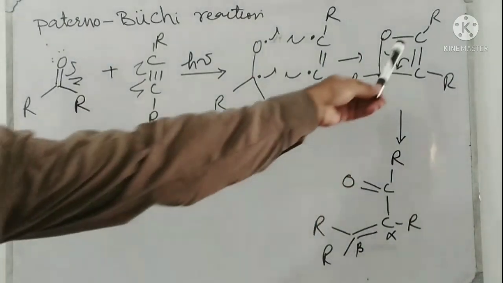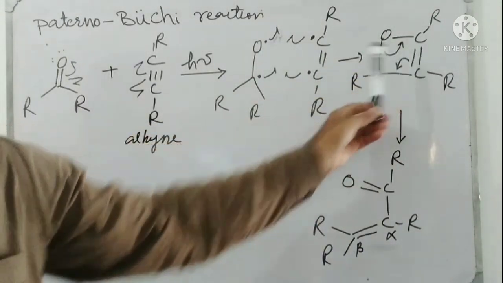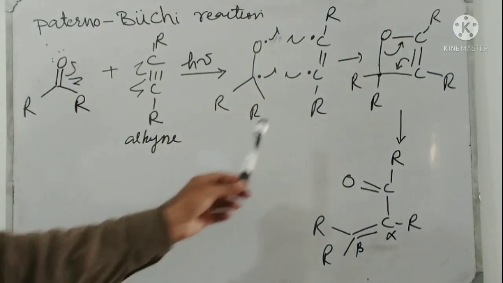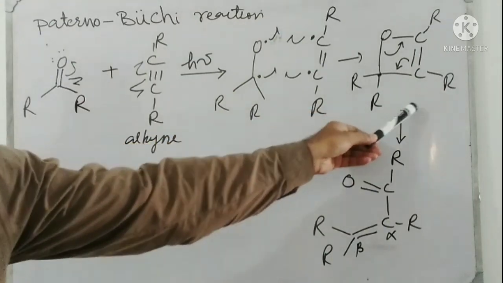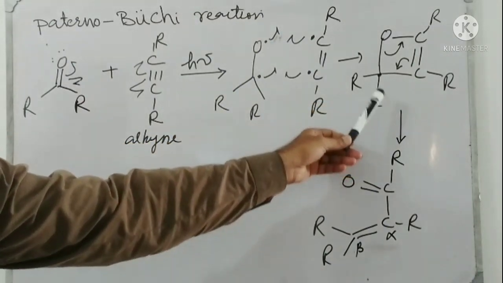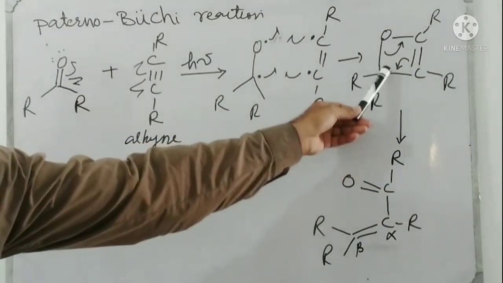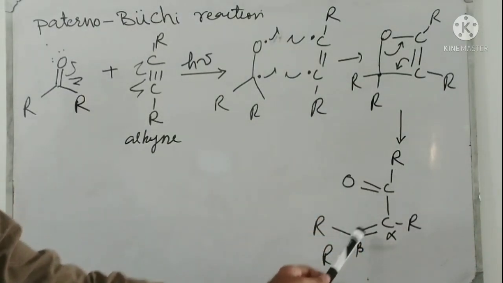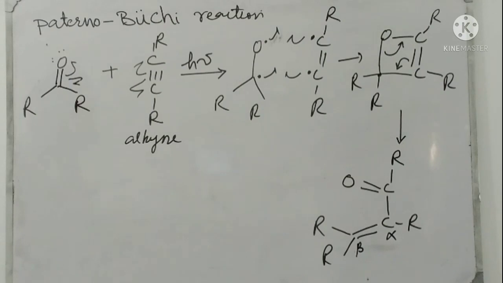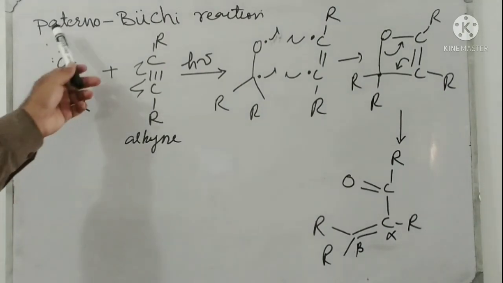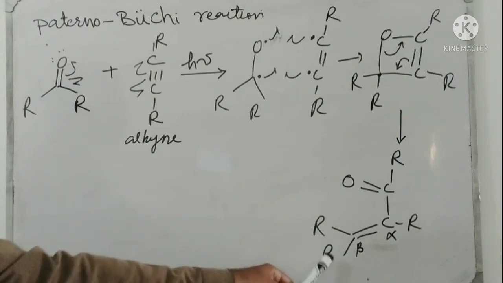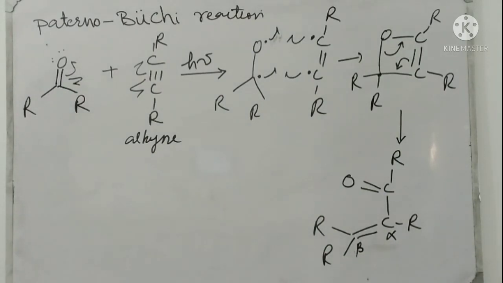Here the double bond comes instead of a single bond, because we are using the alkyne as starting material. Then this ring is highly unstable, so it undergoes ring opening to form this alpha beta unsaturated carbonyl compound. So in this Paternò-Büchi reaction with an alkyne, we get these conjugated carbonyl compounds as product.